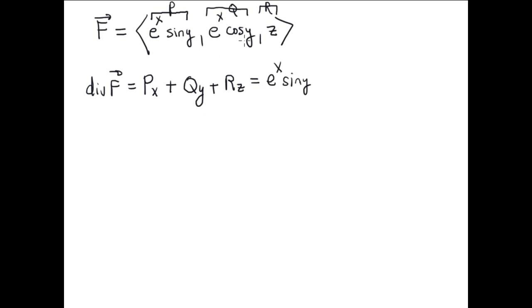Partial derivative of Q with respect to Y: e to the X is a constant, because you differentiate with respect to Y, and the derivative of cosine is minus sine, so it's minus e to the X sine Y. And finally, partial derivative of R, the last function, with respect to Z is 1. This is cancelled, and the divergence is 1. 1, remember, means that it's a source.